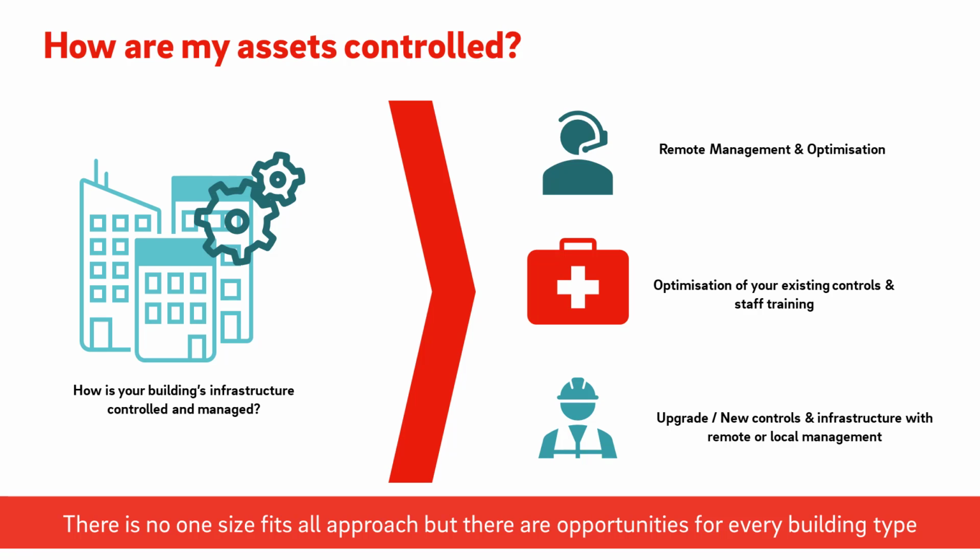How are my assets controlled? As it says at the bottom of the slide, no one-size-fits-all approach, but there are opportunities for every building type. When we talk about assets and how are they controlled, we're really talking about our main consuming assets, such as air handling units, boilers, chillers, and lighting systems. And actually, are they connected to a modern digital building management system or a process system? It's really important to understand how these main energy consuming assets are controlled in the buildings, whether that be a commercial building or industrial building.